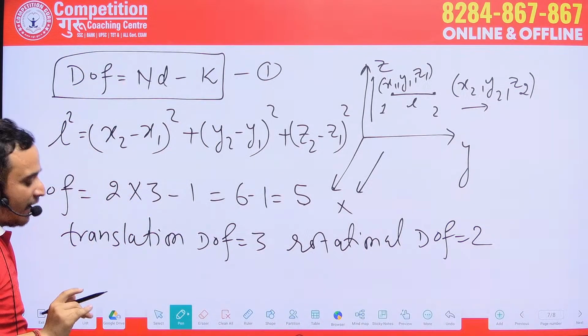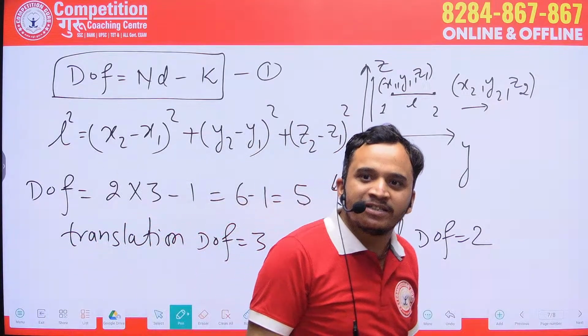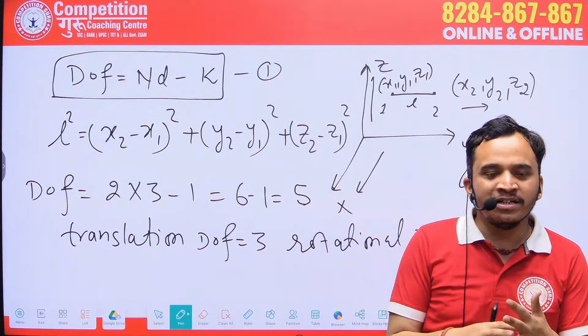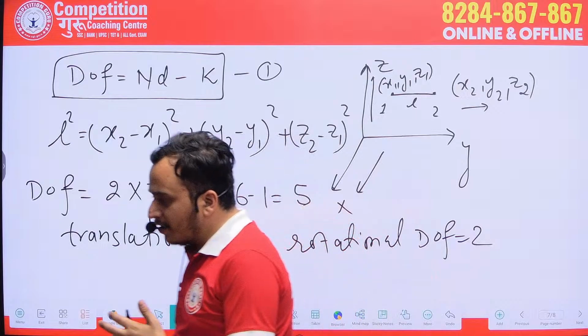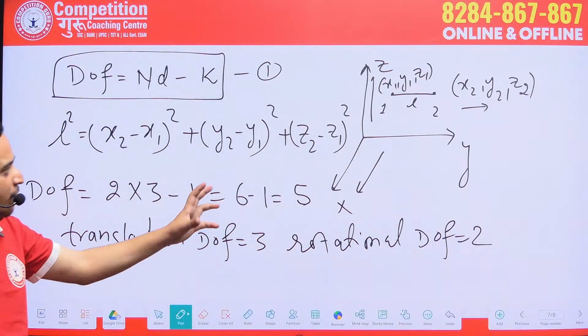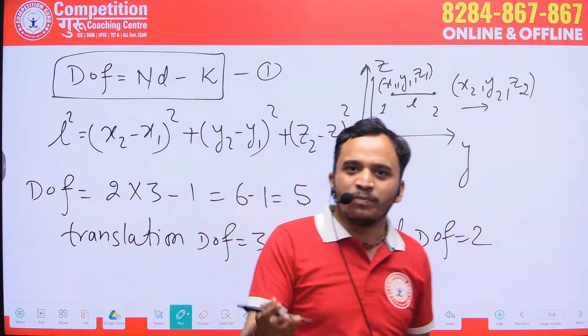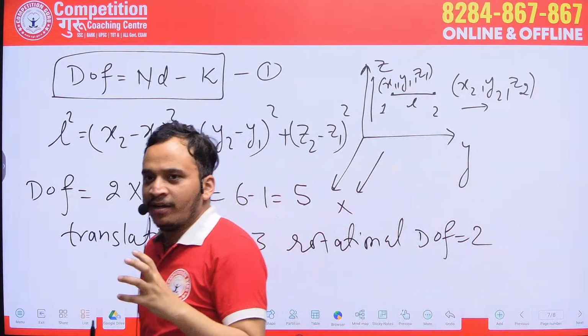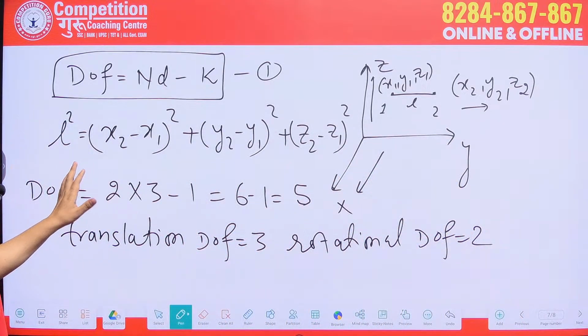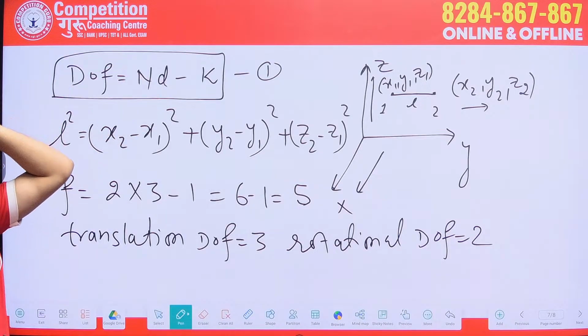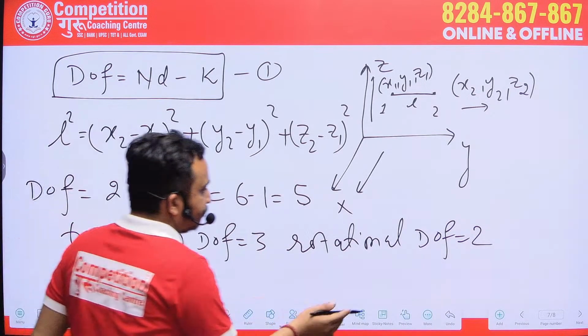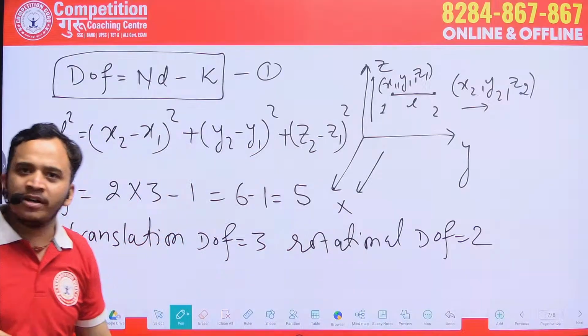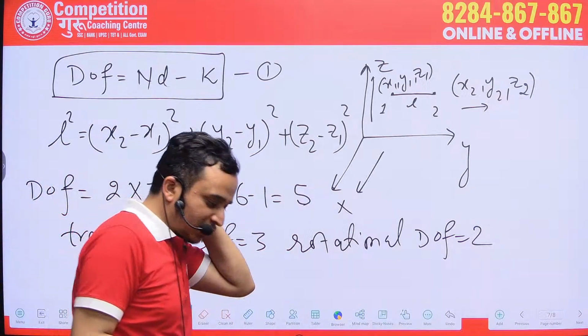So this is one example of how we can use this formula to calculate the degree of freedom. I have given 3 ways to calculate the degree of freedom. One is by definition, if the system is simple, so we can simply use the definition. Another way is this formula, degree of freedom is nd minus k, that is number of coordinates minus number of constraint equations.